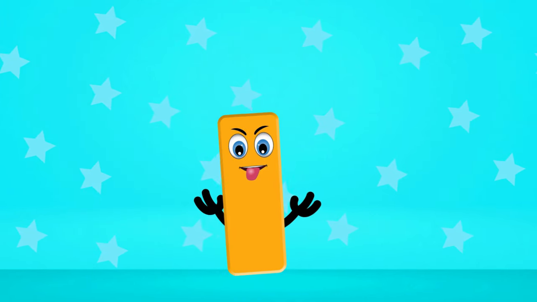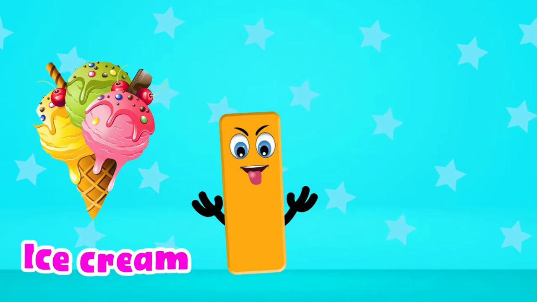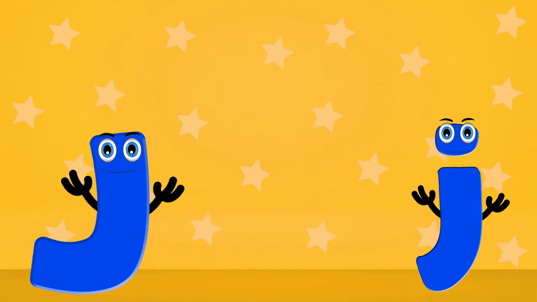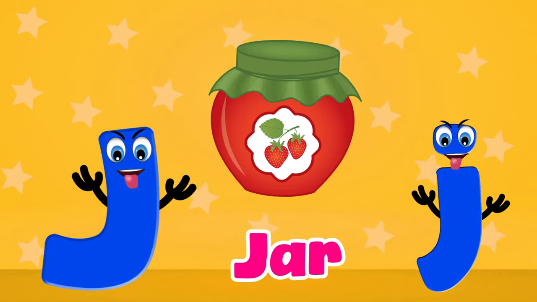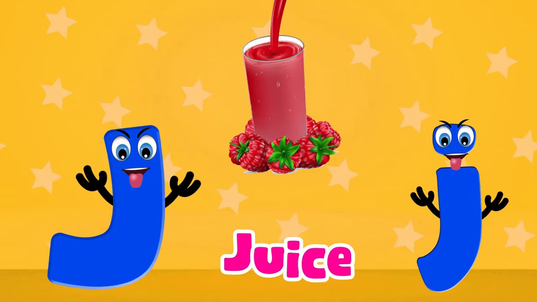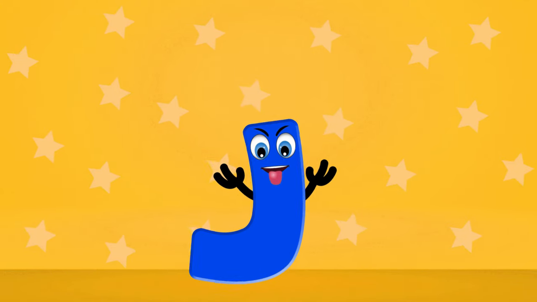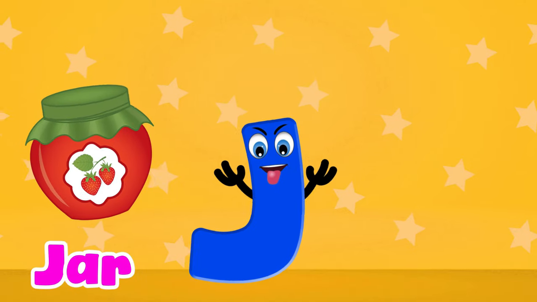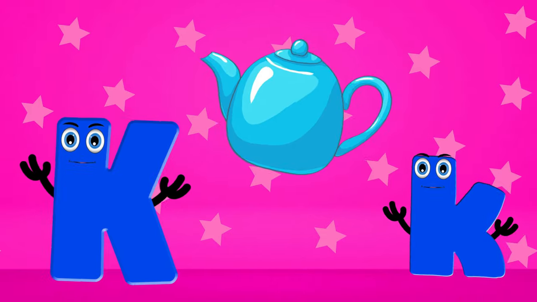Iron. I is for ice cream. I is for iron. J is for jar. Jar. J is for juice. Juice. J is for jar. J is for juice. K is for kettle.